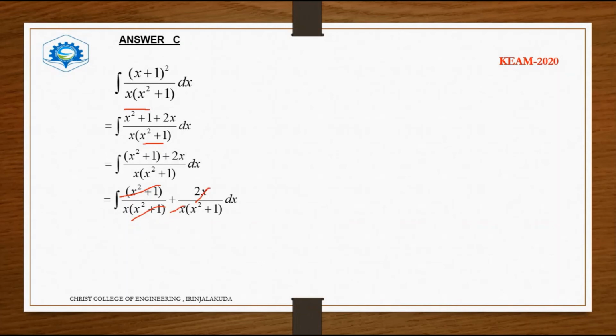Now you will be left with only 1 by x plus 2 divided by x square plus 1, which are nothing but standard functions. What is the integration of 1 by x? It is log of mod x plus 2 into, what is the integration of 1 by x square plus 1? It is tan inverse of x. So, you can directly write down the answer.